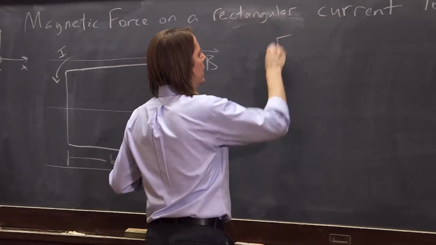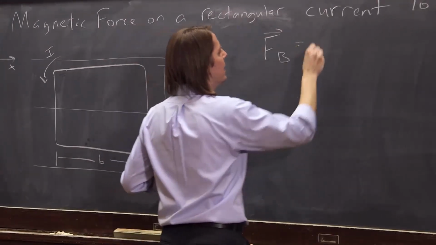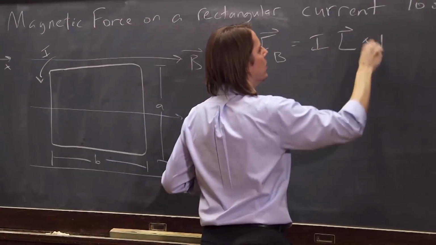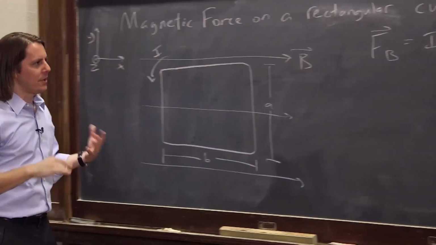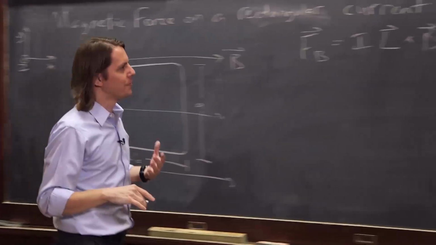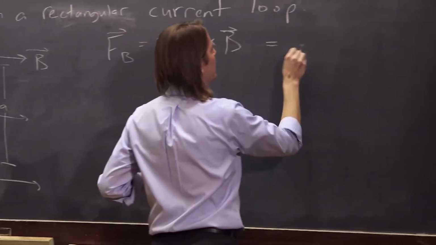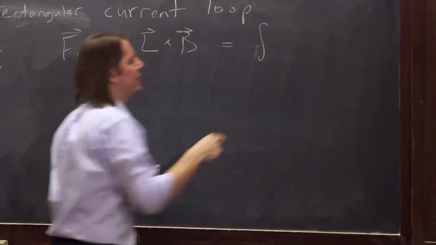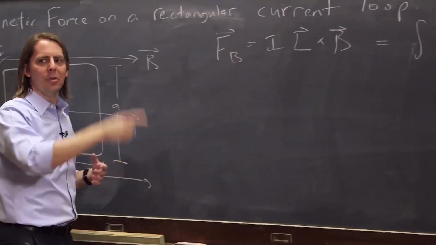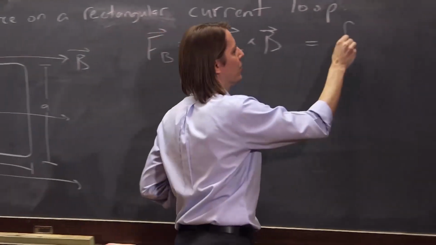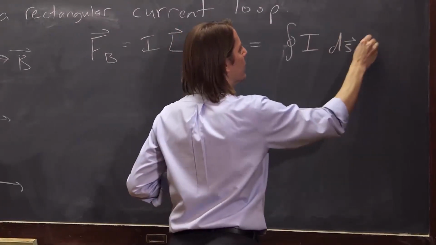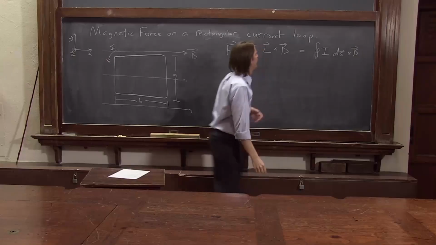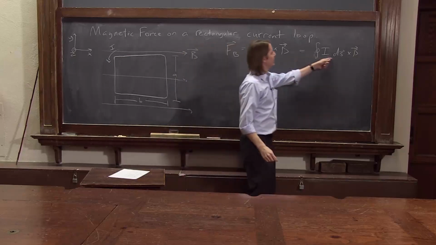Well, we know that F_B is IL cross B. And we know that if it's not a straight line, we have to do an integral. In this case, we're doing a line integral around the loop, so it's actually a closed contour integral. We could put a loop on it like that, but it's still I ds cross B. So we can't do this, we have to do this.